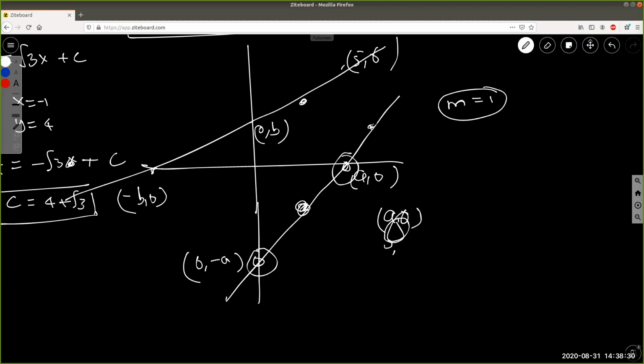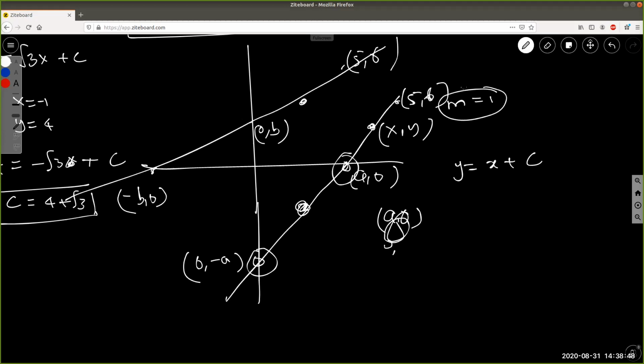Now (x, y), and it is passing through (5, 6) also, right? Now what will you do? What will you do? So wait, they want us to find the general equation for the line. So we'll just write y is equal to x because m is 1, plus c.